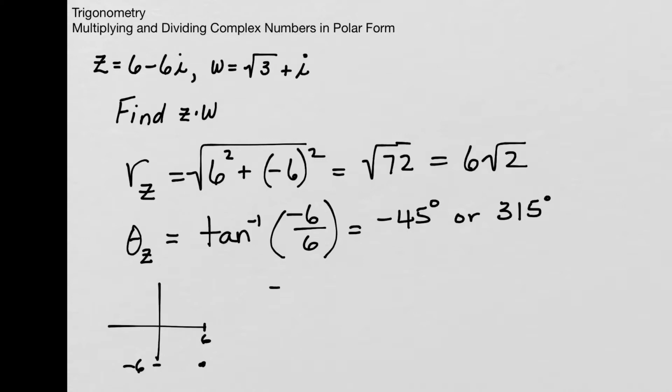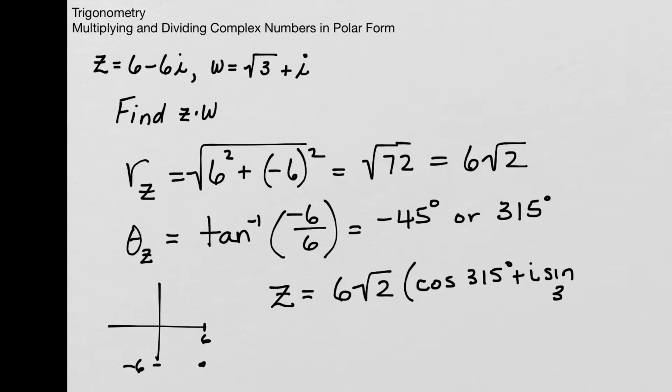So in polar form, z is 6 times the square root of 2 times cosine 315 degrees plus i sine 315 degrees. Now this is kind of long to write over and over again, so we do have a shorthand notation for that, and we can write it as cis, and you just keep in mind that that means cosine of the angle plus i sine of whatever angle that is, and so it's cis 315 degrees. So I've got the z value.